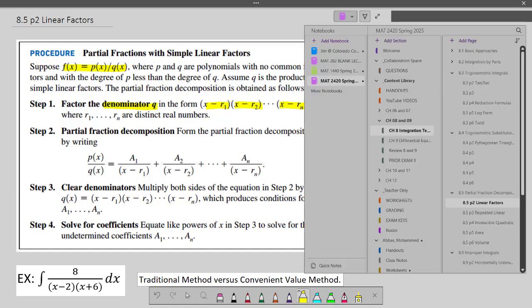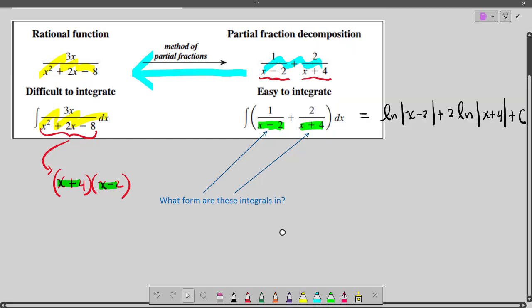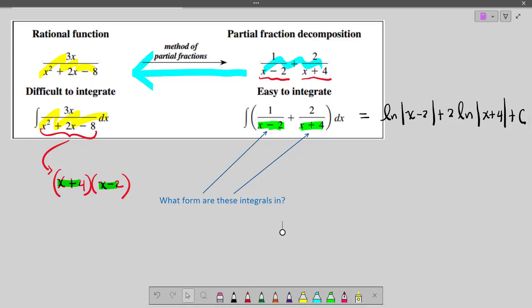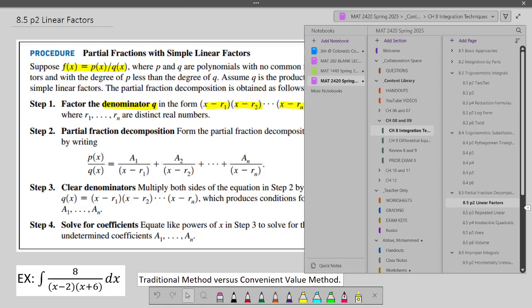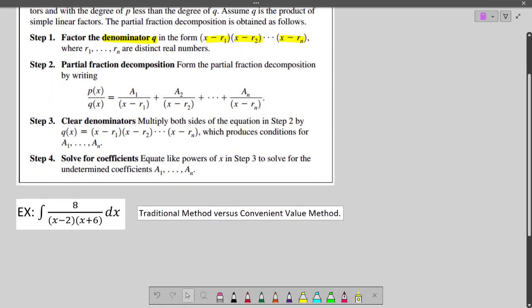So if we go back to our prior slide for a second, once it was factored, we ended up with, we haven't talked about how you get the 1 and the 2, that'll come, but what you end up with is a constant over each of those linear factors. So if your denominator factors into a bunch of little linear factors, the form of your PFD is constant over linear factor, all the way through. So that's all that slide is saying. It looks way worse than what it really means.